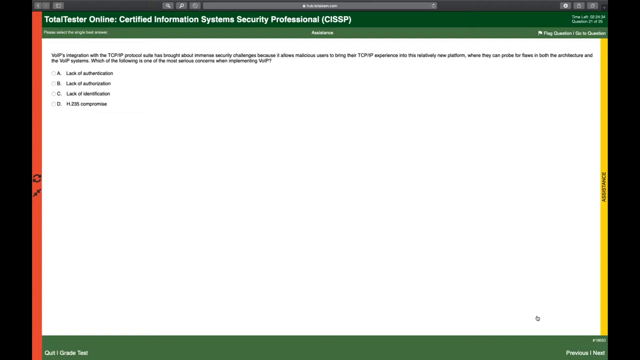All right, 21. VoIP's integration with TCP/IP protocol suite has brought about immense security challenges because it allows malicious users to bring their TCP/IP experience into the relatively new platform where they can probe for flaws in both the architecture and the VoIP systems. Which of the following is one of the most serious concerns when implementing VoIP?